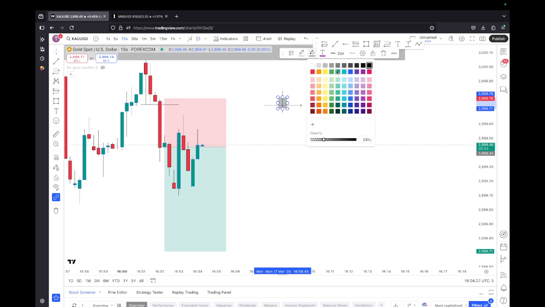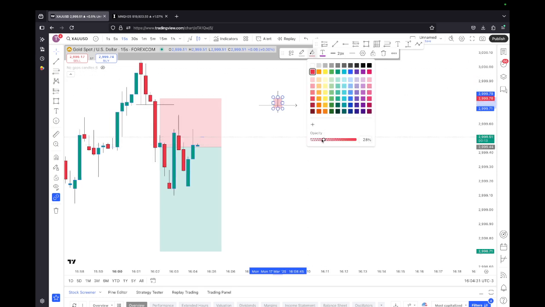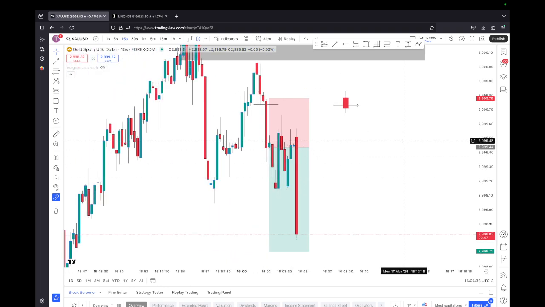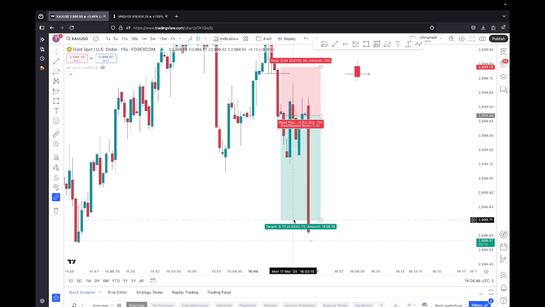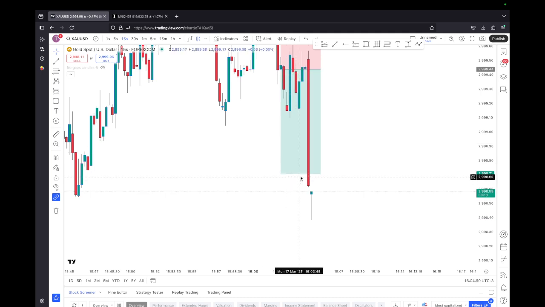Let's use a red because it's a red candle. So I need to see markets. I'm not even cherry picking this. This is literally real time, happening as I'm recording this video.